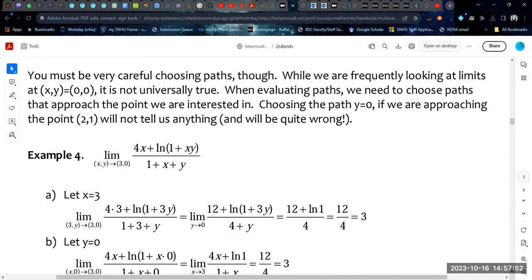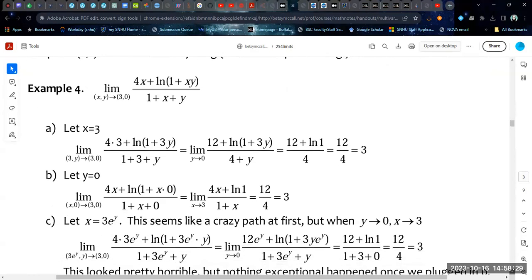Now, sometimes I refer to these nice paths that we use to prove this as critical paths. I don't think this is a particularly formal term, but usually it's a path that's going to work pretty well for choosing how to prove that the limit doesn't exist. Now, again, the origin is not universally the point where we will get into trouble, but sometimes it will be the point that we get into trouble.